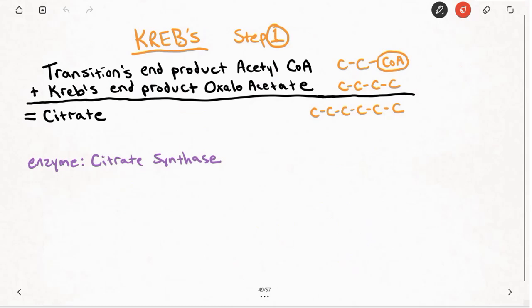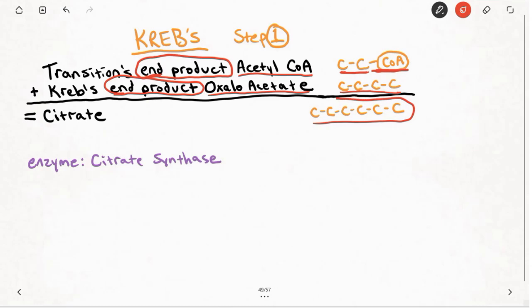Okay, so the first step of the Krebs cycle is you take the end product from the transition stage that we did in the previous video, which is acetyl-CoA, a 2-carbon chain plus this coenzyme A added onto it. And then you fuse that together with the Krebs cycle's end product, which is called oxaloacetate. The oxaloacetate is this 4-carbon chain. And a 2-carbon chain plus a 4-carbon chain ends up giving you a 6-carbon chain. We've taken off the coenzyme A now, and this is called citrate.